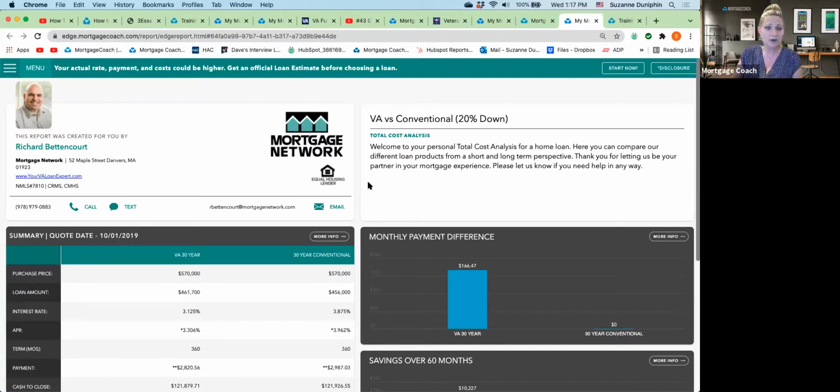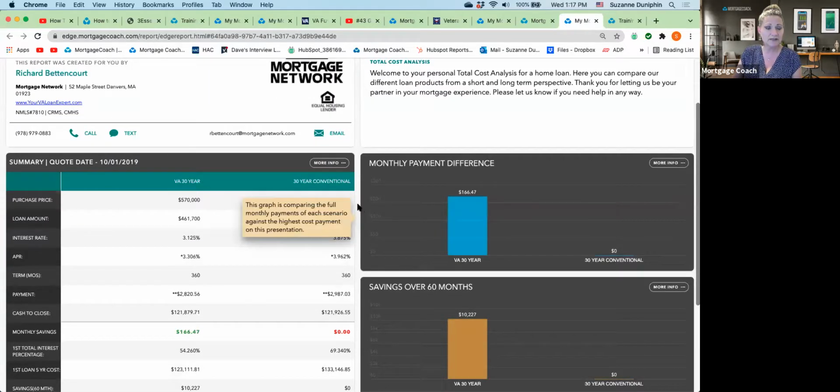And when you use the total cost analysis to show them the difference in these loan products, right? The difference in the rate, the difference in the monthly savings, or the difference in the cash to close, even with that funding fee, that VA funding fee, they can still make it happen, okay? And the difference is huge in the MI factor.